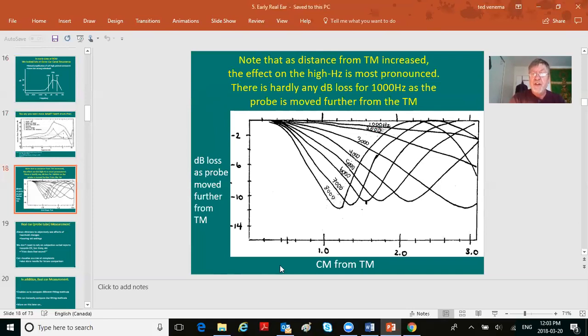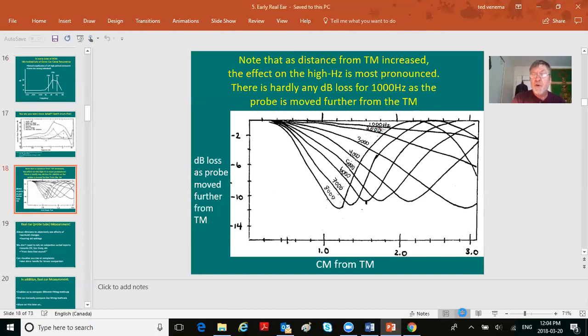But now watch what it says. Centimeters at the bottom from the tympanic membrane. 1 centimeter, 2 centimeters, 3 centimeters. Geez, this is at the tragus just about. You're about an inch away from the drum. Well, look what happens as you move the tip of the probe tube further and further away from the drum. Look what happens to your highs. You really lose your high frequencies. So, dB loss as the probe tip is moved further and further from the tympanic membrane.